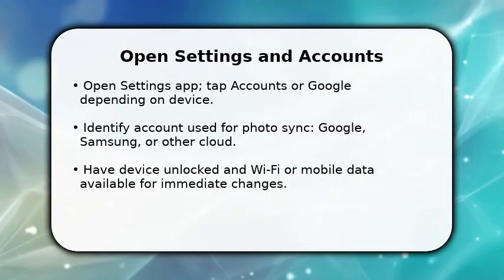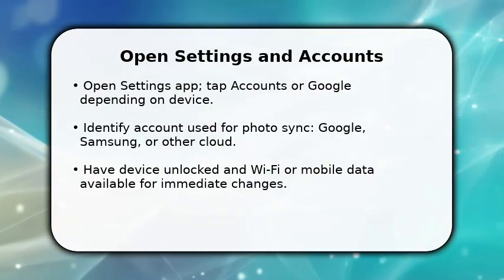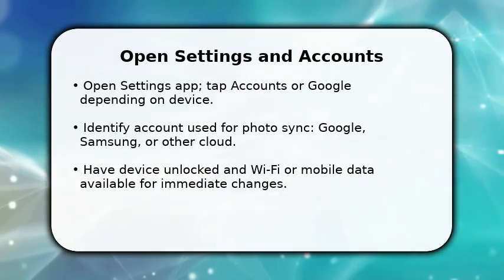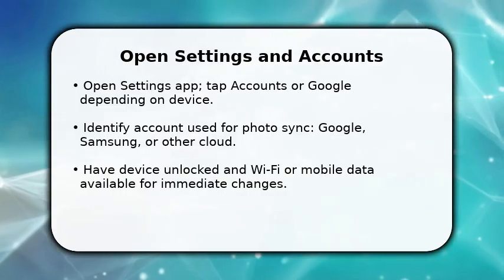You start in Settings because that's where sync controls live. First, you open Settings and go to Accounts or Google. Use whichever appears on your phone. Locate the specific account that handles photo sync, like Google Photos or Samsung Cloud, and tap it.